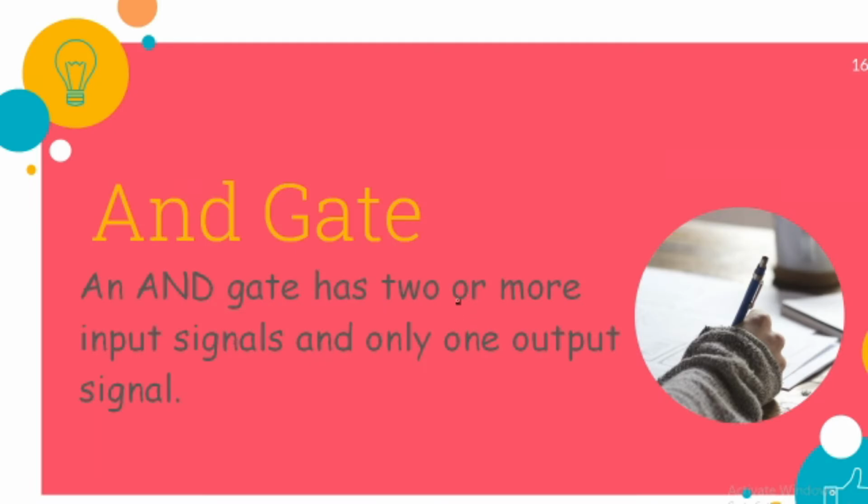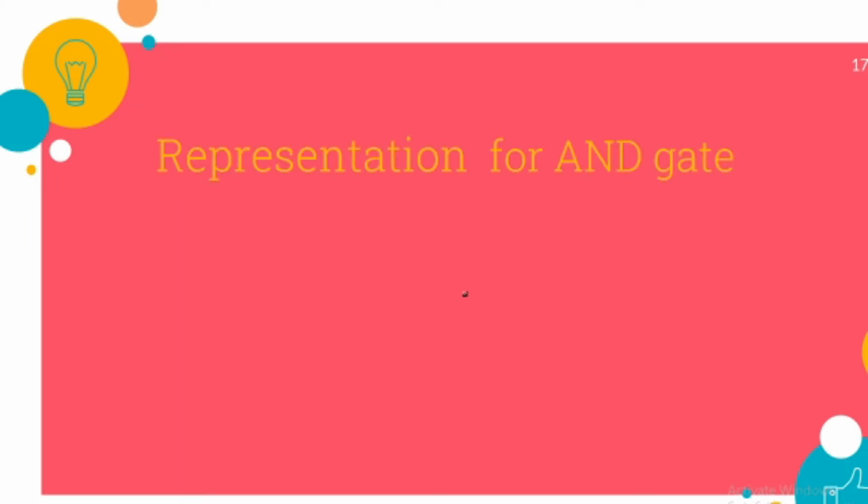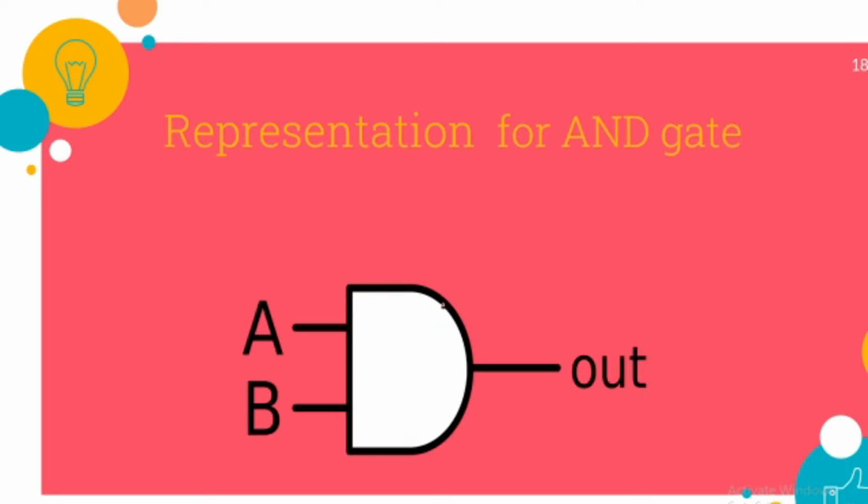Basically, an AND gate has two or more input signals and only one output signal. For example, here we have the representation of an AND gate. Here A and B are the input signals, and let's assume we get an output of O. A and B will be in the form of Boolean values, 1 or 0, and the output will also be 1 or 0.